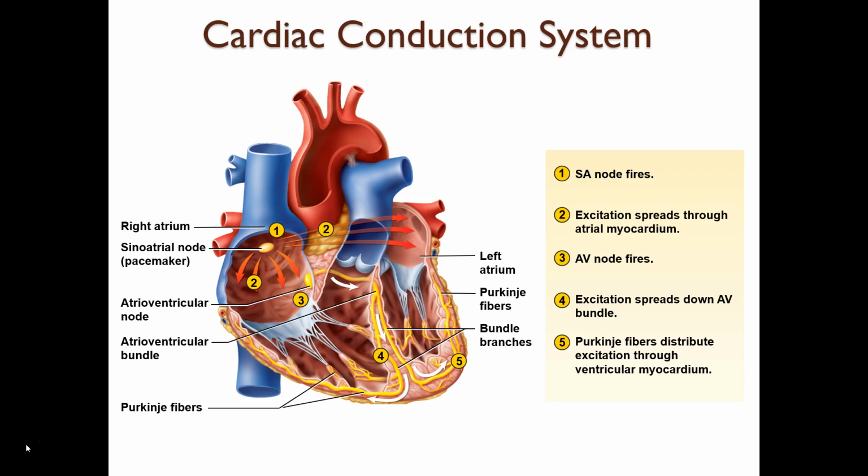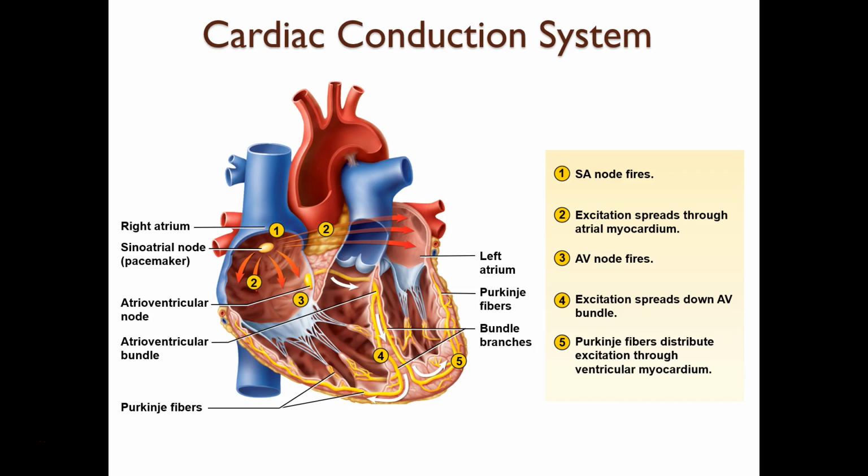So the SA node is here, the sinoatrial node in the atrium, and there you have the AV node. Okay, then you have the bundle branches and Purkinje fibers. So just think of those as acting or serving a purpose similar to what neurons do. So the SA node fires.